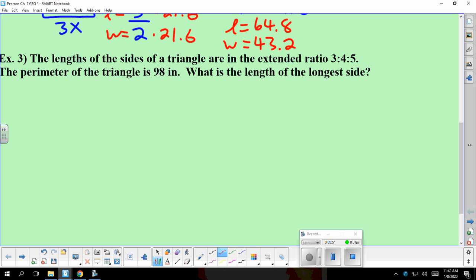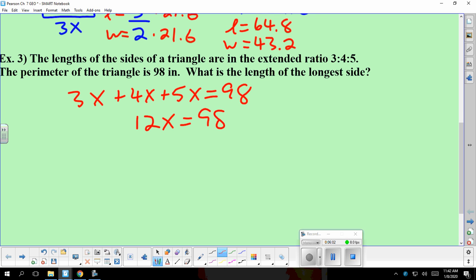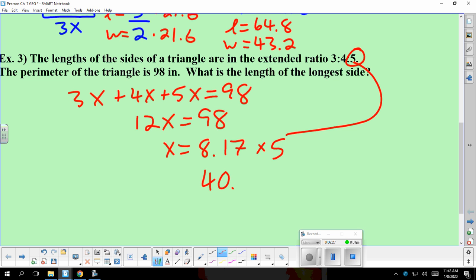So we have 3x plus 4x plus 5x equals 98. I end up combining like terms. 12x equals 98. Divide both sides by 12. I get x equals 8.17. And then the longest side is going to be this one with the 5. So I'm going to take that and multiply it by 5. And I get the longest side is 40.8 inches. Try to use units whenever we're given units.